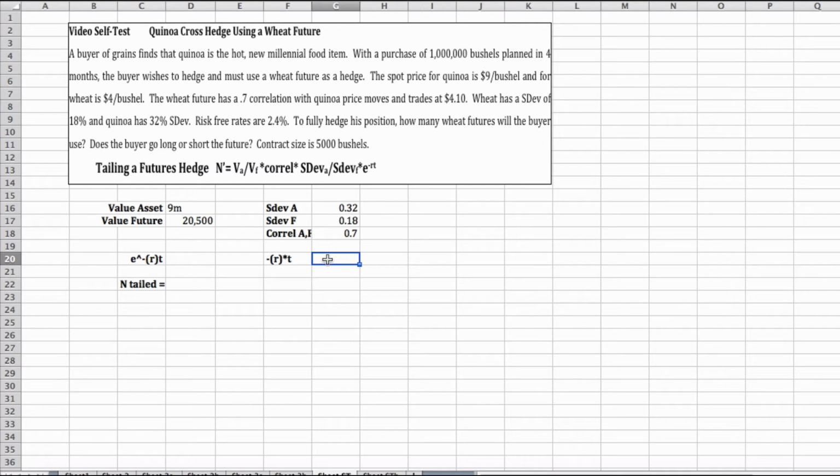Risk-free rate, if you want to go ahead and do that part for a third of a year, we've got 2.4%. And a third of the year. So obviously the present value factor. So looking at my answer, let's see what you get.